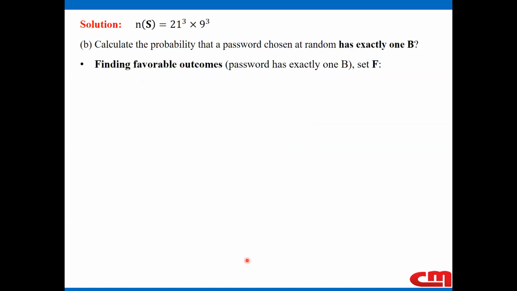Okay, we go on now to B: calculate the probability that a password chosen at random has exactly 1 B. Of course, I've carried forward the number of possible outcomes, right? So for us now to find that probability, we need to find favorable outcomes. That is, passwords that have exactly 1 B. And we call that set F, right?